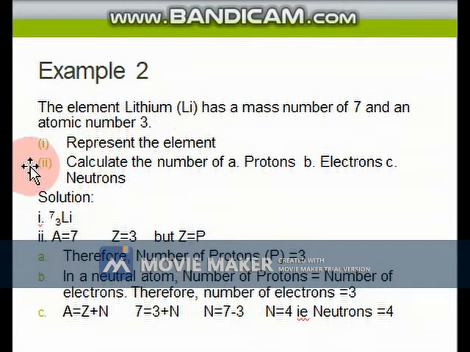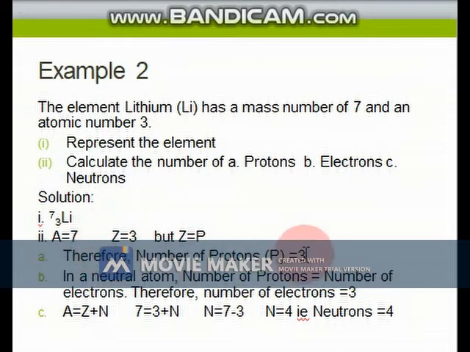I represent the element. I calculate the number of protons, and then electrons, and then neutrons. So we have the mass number represented by 7, the atomic number represented by 3, and then the symbol. So the number of protons.